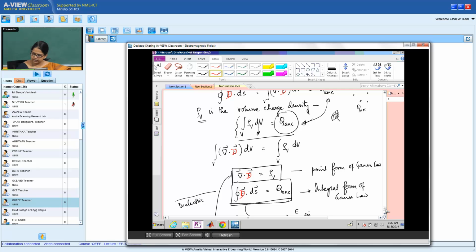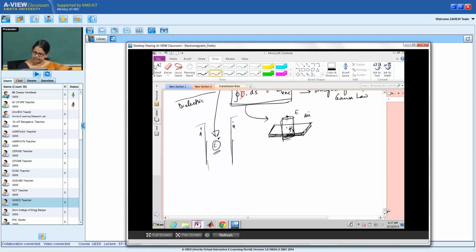Now I'll remind you again, the idea is the same, except that if you remember this relation, D is epsilon E, and this epsilon is a scalar for isotropic media. Now you will have cases of anisotropic media where epsilon is not a scalar, it becomes a matrix, where you apply electric field in one direction, the displacement could be in another direction, and so on. So let's not get into all that. At this moment, D is linearly related to E.